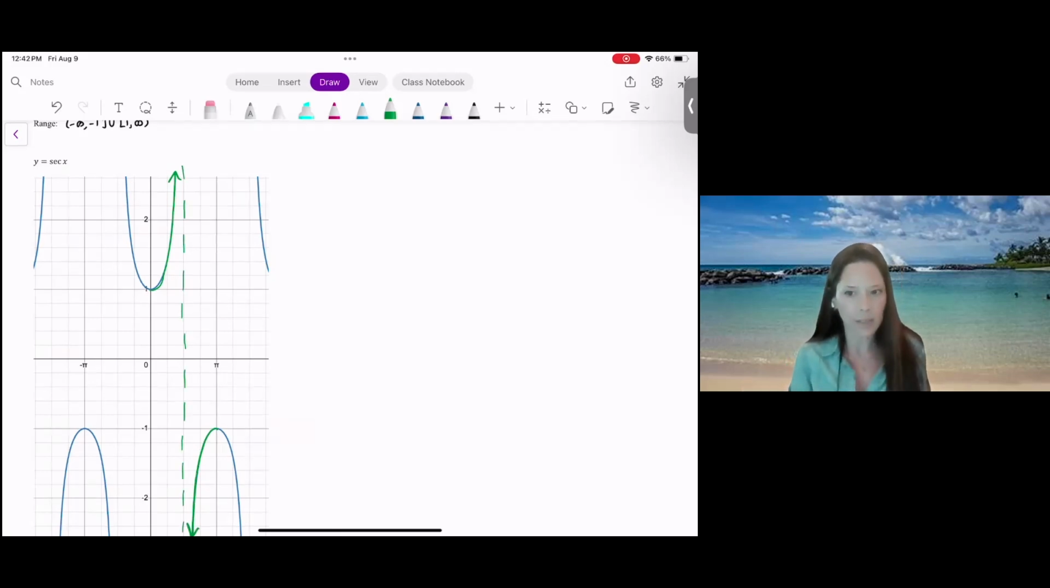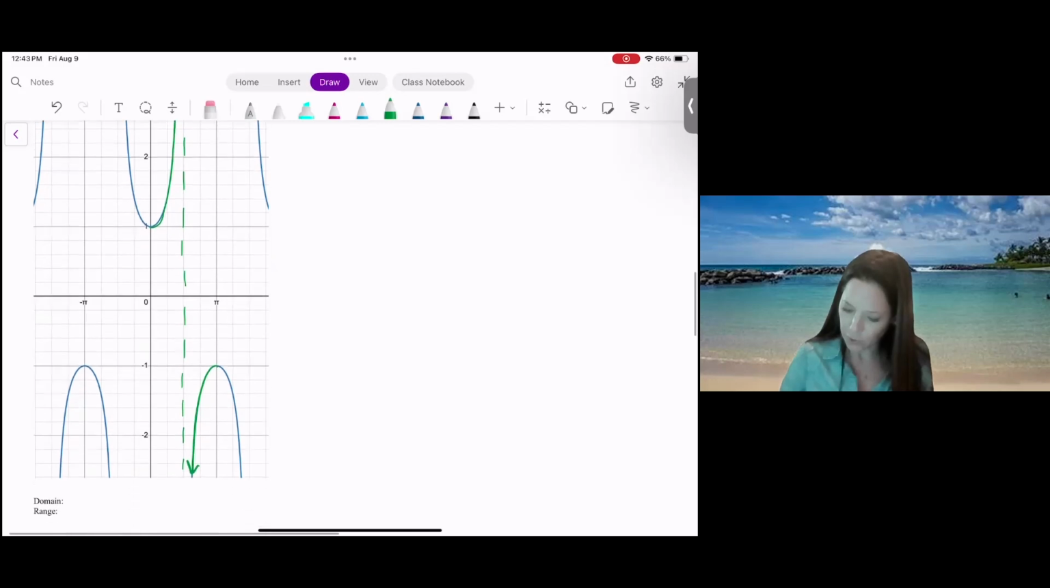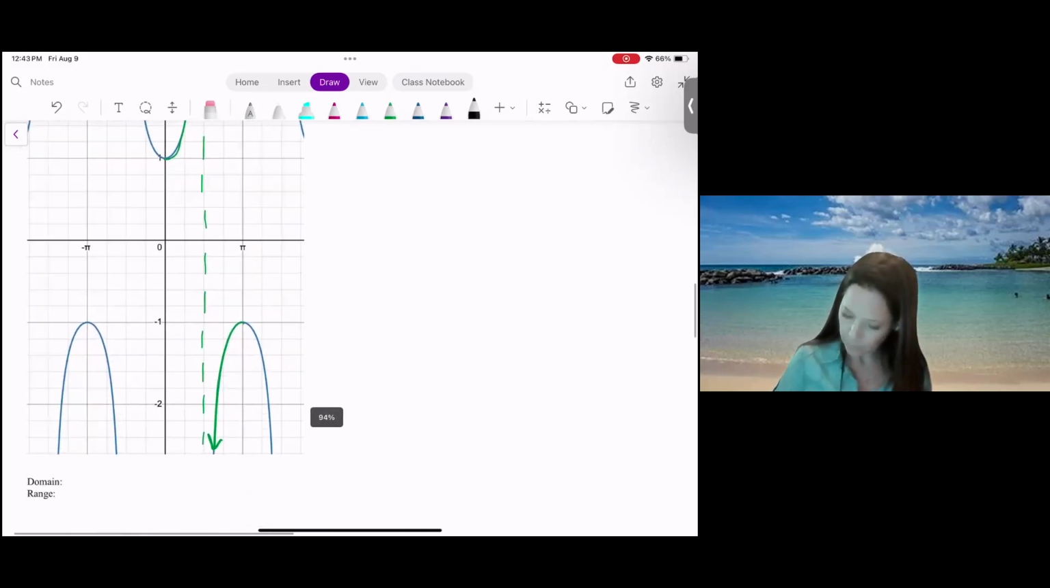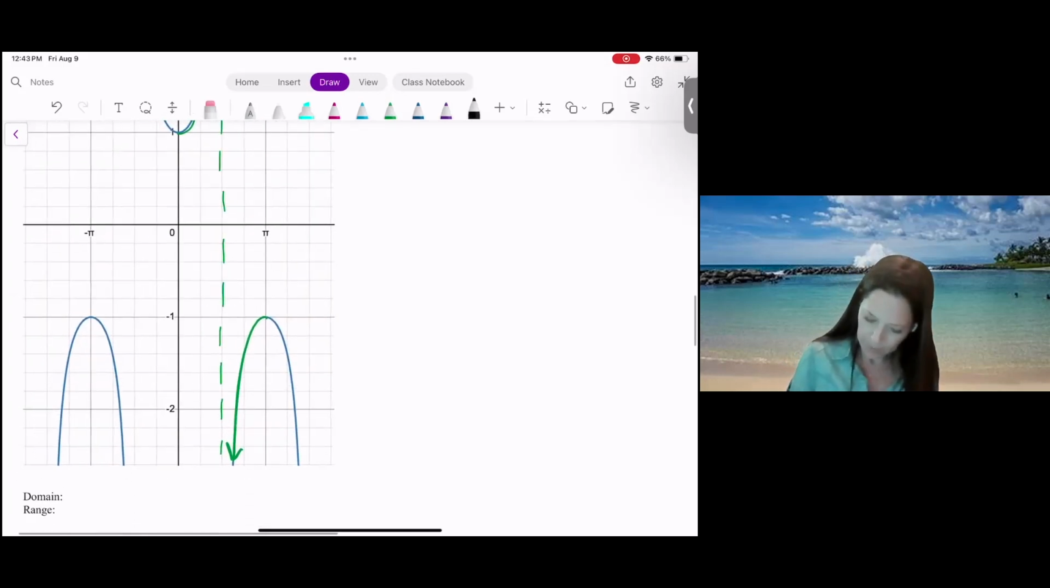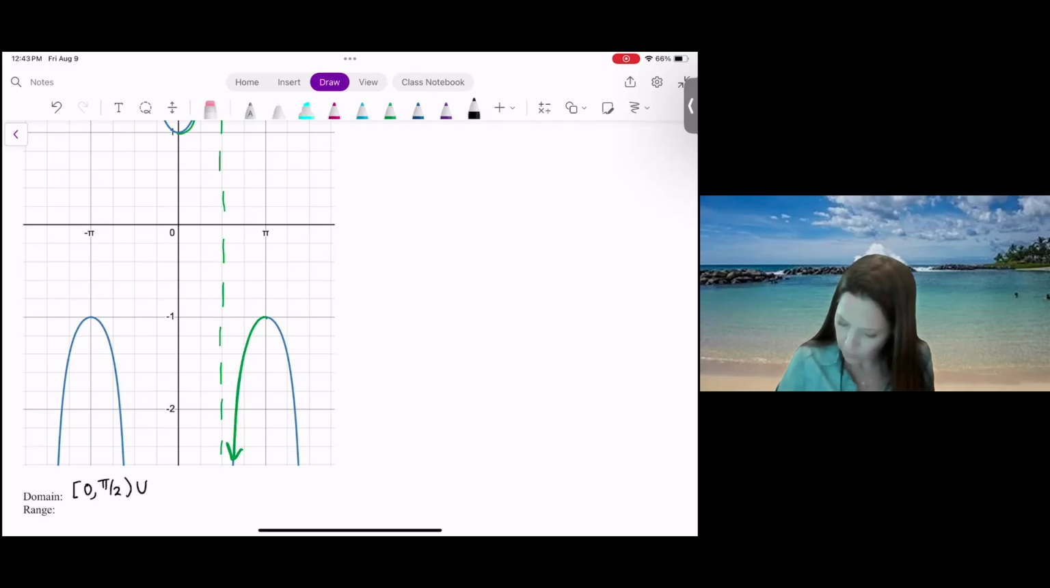Think about what cosine is at pi over 2. Cosine is 0 at pi over 2, and you can't divide by 0. So my domain is going to be from 0 union up to pi, but I need to split at that pi over 2. That means I'm going to go from 0, which I can include, to pi over 2, which I cannot include because that's an asymptote, in union with pi over 2, which I cannot include, up to pi, which I can include.